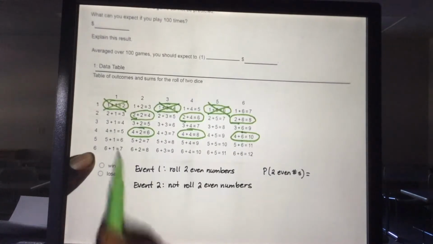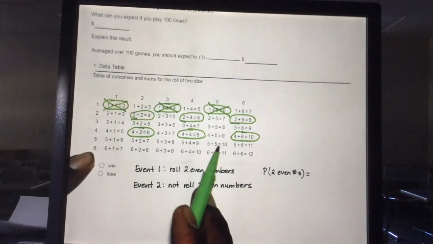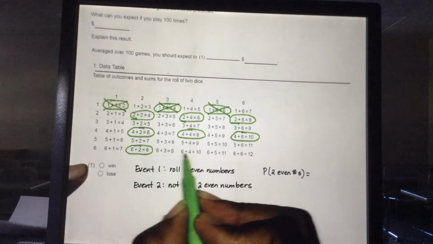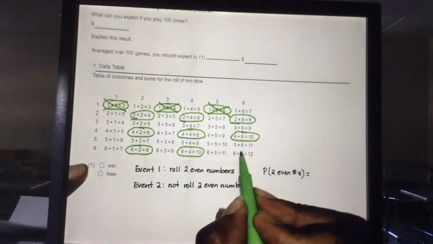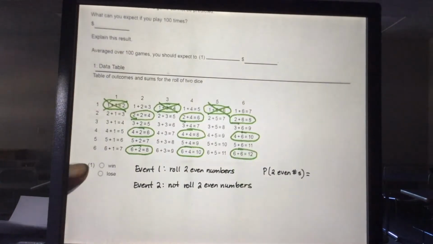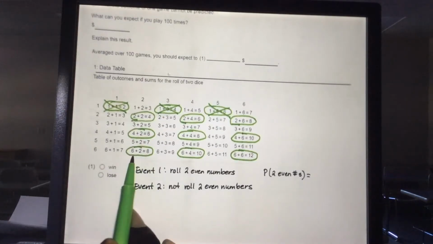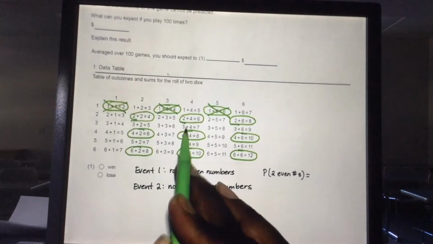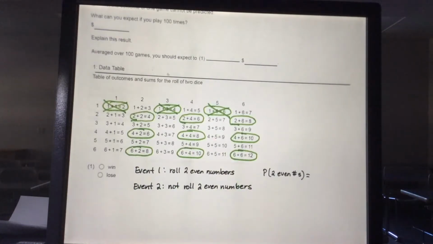And then I know I can eliminate the 5. But for the 6, 6 plus 2, 6 plus 4, and 6 plus 6. Because both numbers have to be two even numbers. They have to have the sum of two even numbers, not an odd and an even, or an odd and an odd. So here, the ones that I circle, there are 9 possible outcomes here.